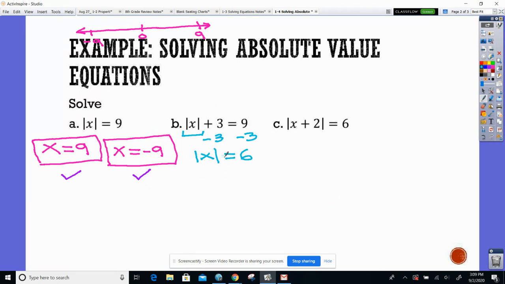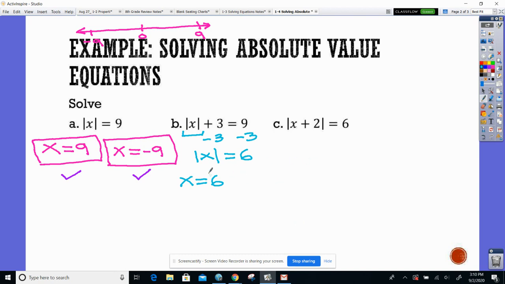Now that the absolute value is by itself, it's isolated, I can break into my two cases. So like I said before, my first case is going to be my positive case. It's going to look exactly like this without the absolute value. So I'm going to have x equals 6. All right, then you need your second case. You always need two cases.